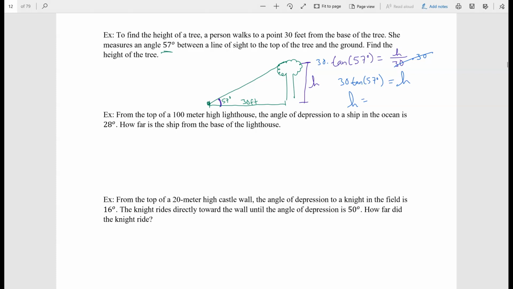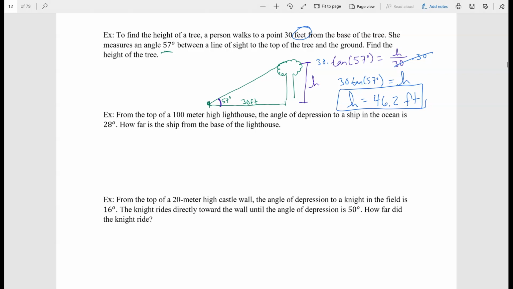You just write 57. Okay, and what you're going to get, so let's round this to 2 decimal places, is 46.2. And in this case, this is going to be in feet. Okay, so that's how tall this tree is, 46.2 feet. So if you didn't get this answer, make sure that you check whether you're in radians or degrees, because that might be the number one issue.